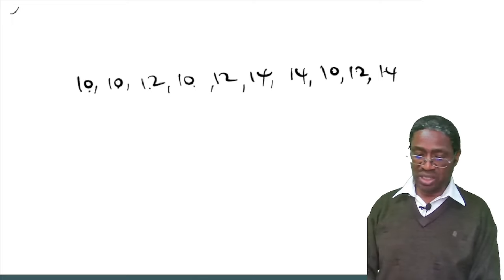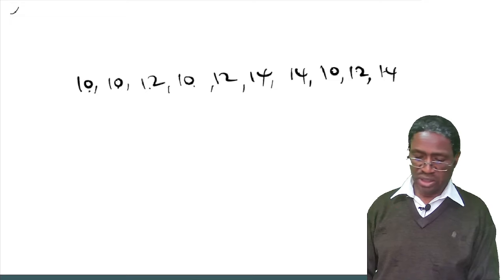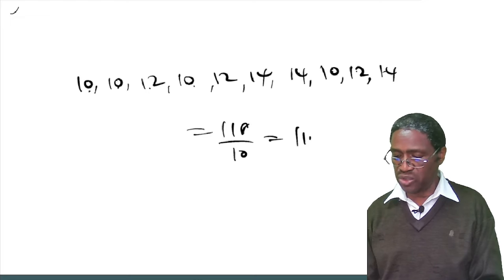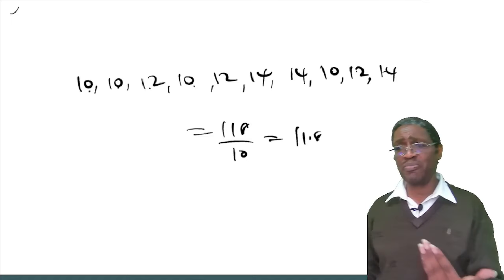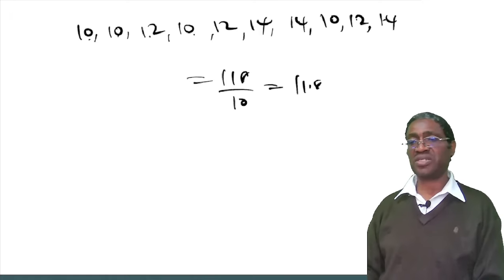Don't write, I'm just explaining. 10% plus 10 plus another 12 plus 10 plus 12 again, plus 14, plus 14 again, plus 10, plus 12, plus 14. That gives me a total of 118. If I divide that by 10, it gives me an average of 11.8. That's the average. But I want us to arrive at the same 11.8 by using the frequencies. Okay? Look at this now.